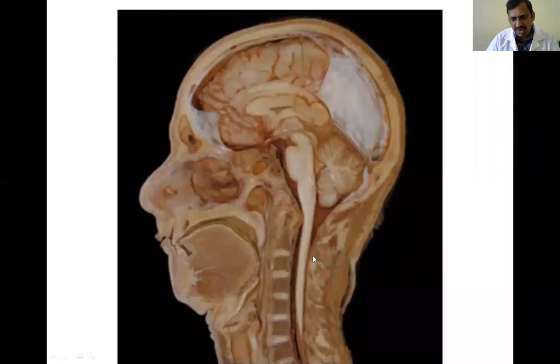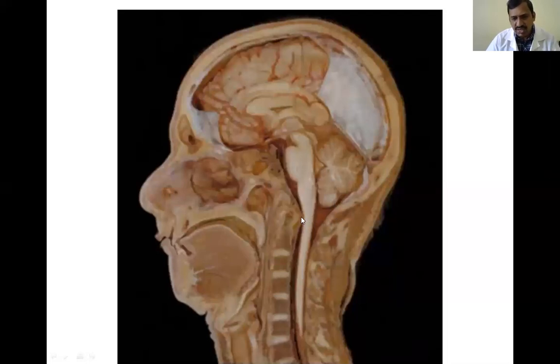Just posterior to the spinal cord, we observe all the spinous processes and vertebral arches of the vertebra, and this is the body of the vertebra. These are the vertebral arches. Okay, these are all the things we are seeing in the mid-sagittal section.